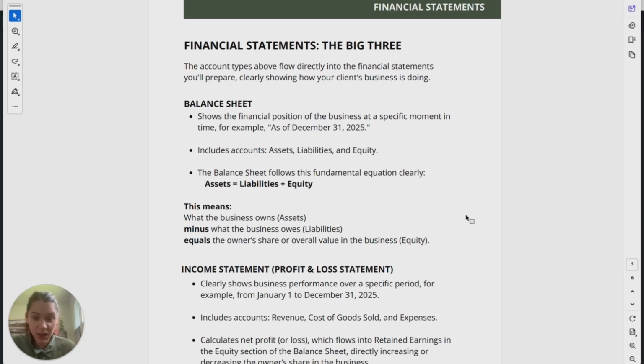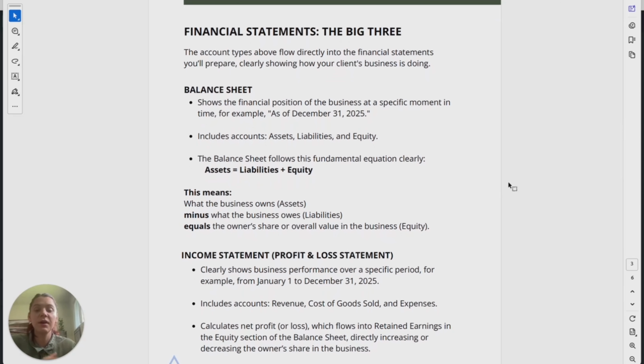First one is the balance sheet. So this statement shows the financial position of the business at a specific moment in time. So like as of the year end, December 31st, 2025, or as of today's date, it would be showing exactly what's sitting in there as of today. So this includes any accounts that are considered assets, liabilities, or equity. And the balance sheet is following a fundamental equation, which is assets equals liabilities plus equity.